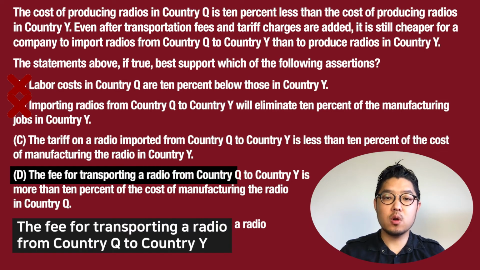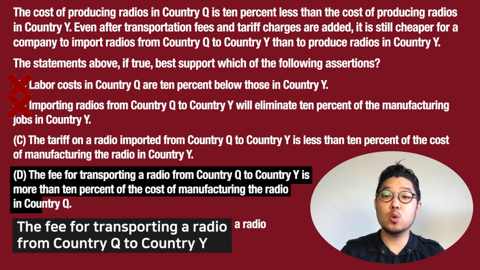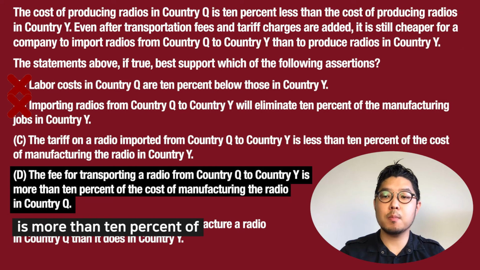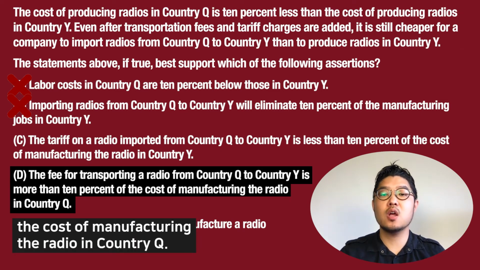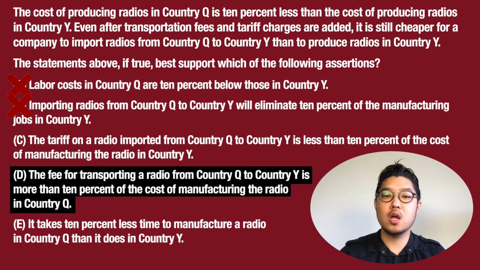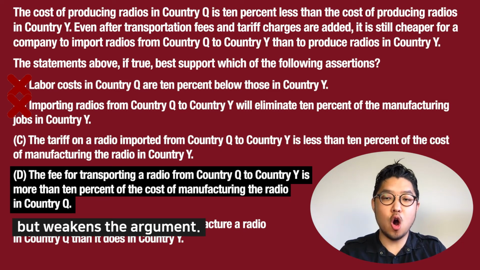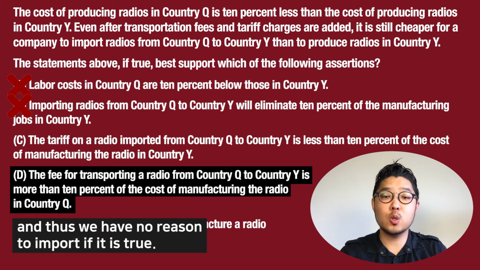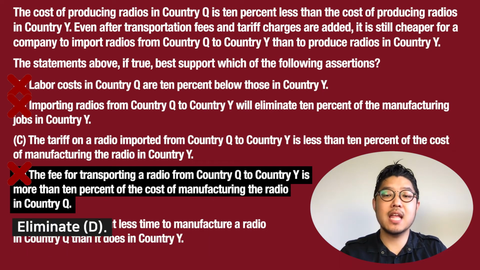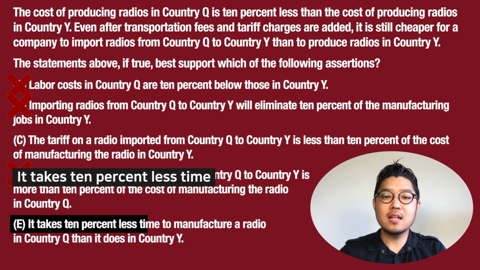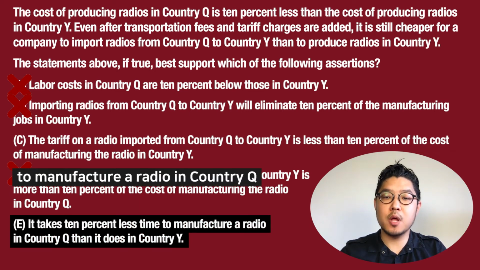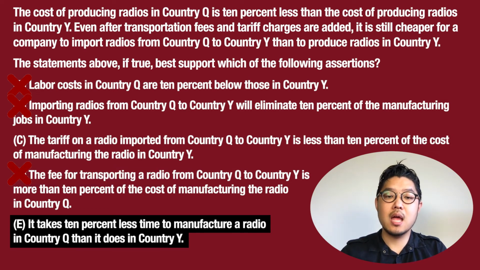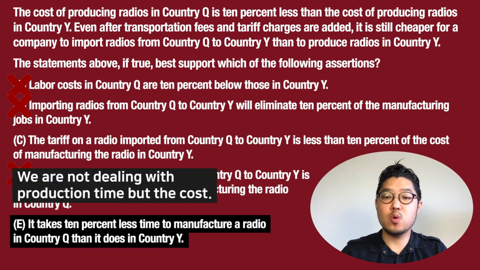D. The fee for transporting a radio from country Q to country Y is more than 10% of the cost of manufacturing the radio in country Q. D does not support but weakens the argument. The transportation fee is expensive and thus we have no reason to import if it is true. Eliminate D. E. It takes 10% less time to manufacture a radio in country Q than it does in country Y. E is irrelevant to the cost. We are not dealing with the production time but the cost.